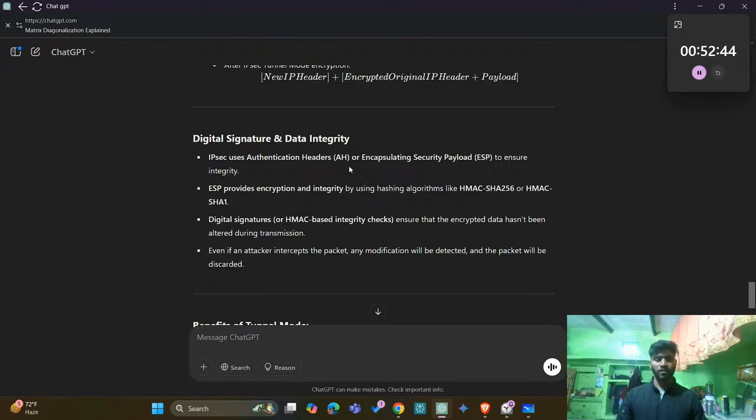Digital signatures ensure that the encrypted data hasn't been altered during transmission. That the encrypted data hasn't been altered during transmission.